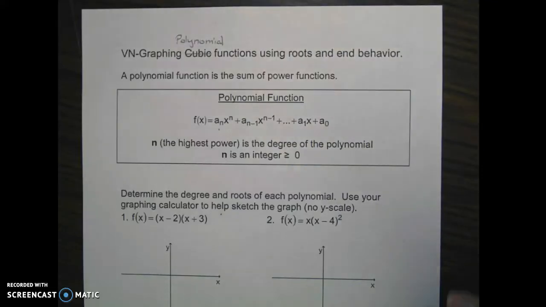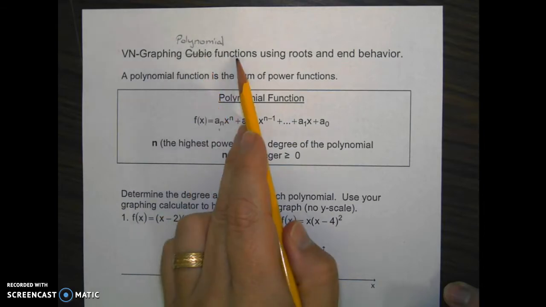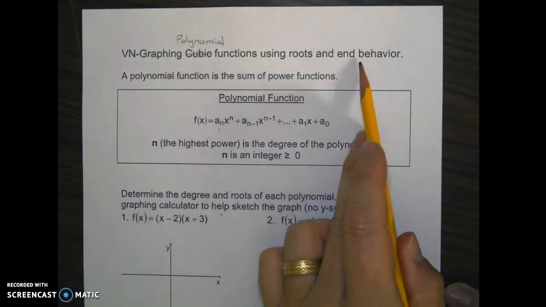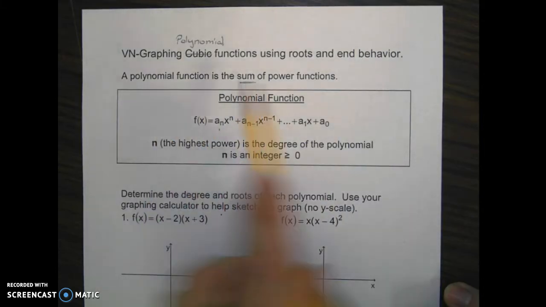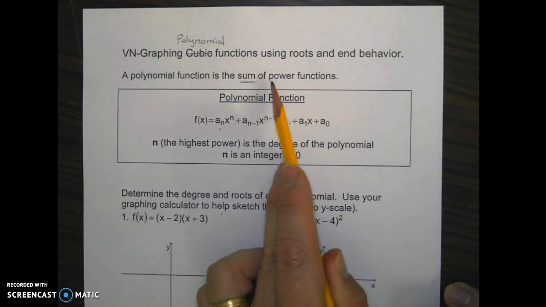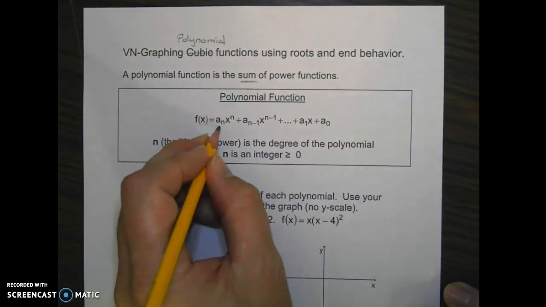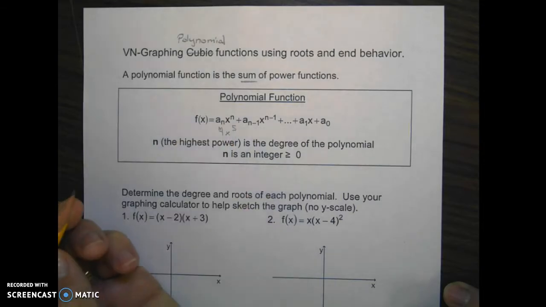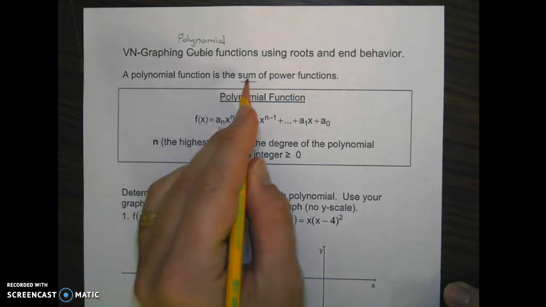Okay guys, today we're looking at graphing polynomial functions using roots and end behavior. So here is a polynomial function. A polynomial function is the sum of power functions. So for example, a power function might begin with 4x to the fifth. That would be a power function.